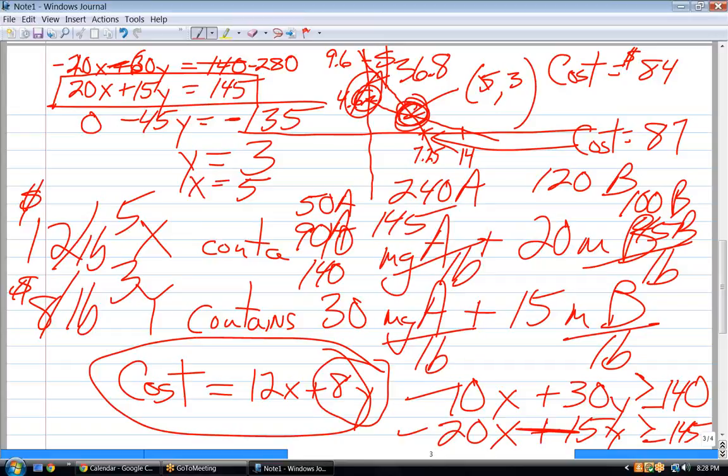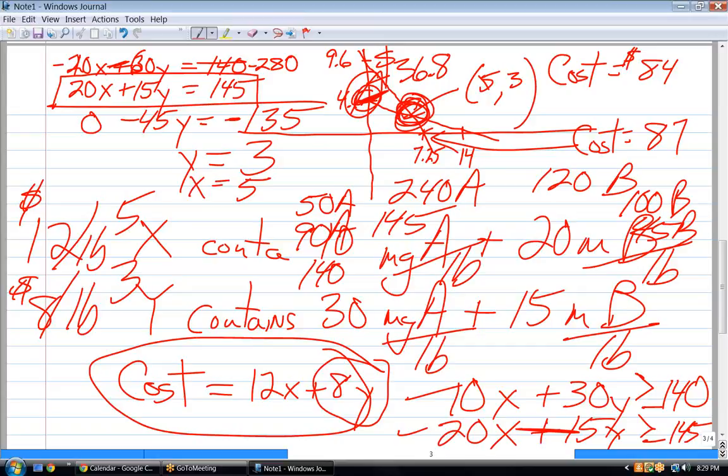Yeah. So, I don't know what I was thinking in examining this point here. This point down here would mean you would have 7 of X and no Y. So that wouldn't satisfy it either. The only point that satisfies your requirements is that intersection point.